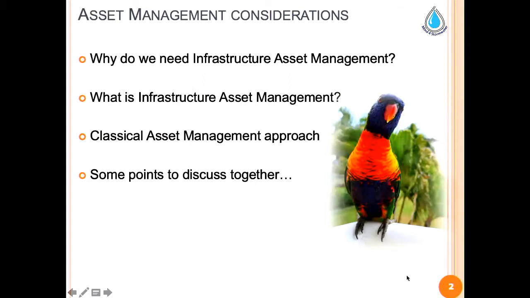So we will discuss first on why do we need asset management, then what is asset management, how can we do asset management, and then we will pinpoint some specific interesting points. Feel free to ask questions at any time.